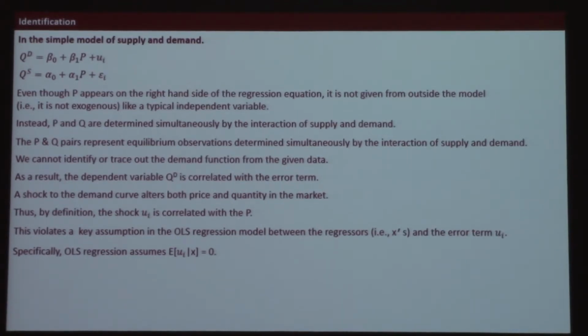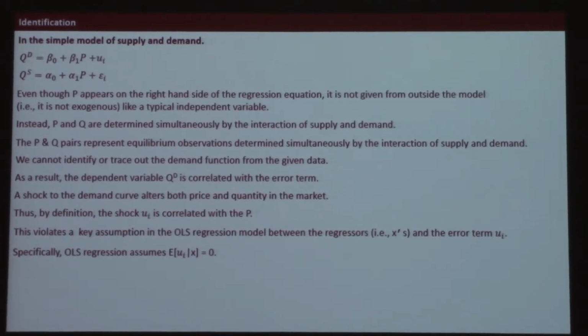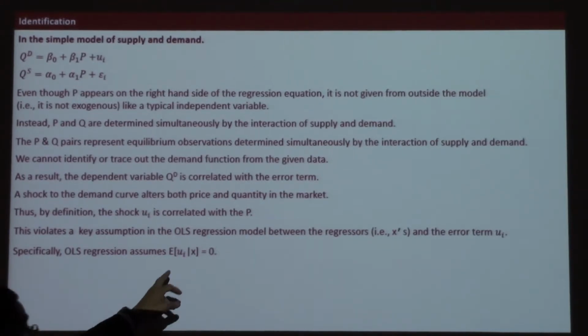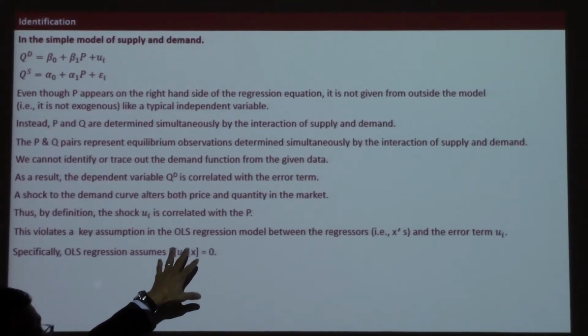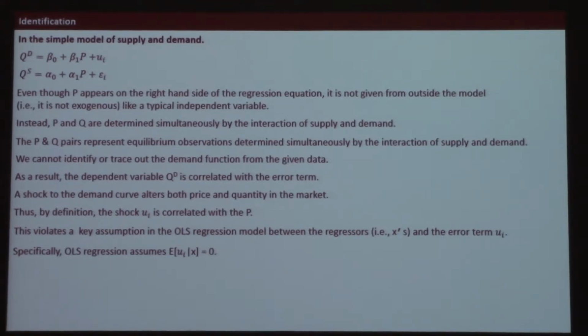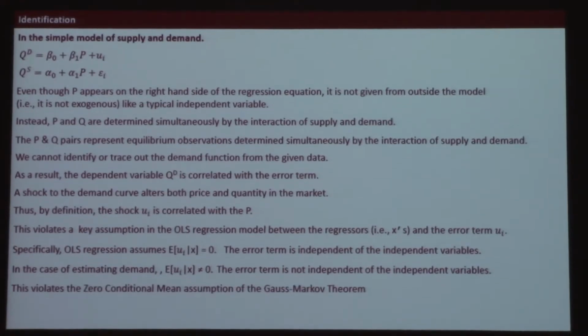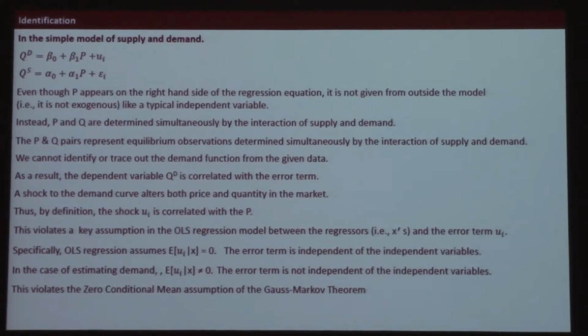Let's say that there's a shock to the error term, and it shifts us back here. And now the error term shifts supply and both price and quantity change. What that means, and x is supposed to be price, is that our error term is not independent of our independent variables. It's supposed to be. If it's not, then we end up violating this zero conditional mean assumption for our error.